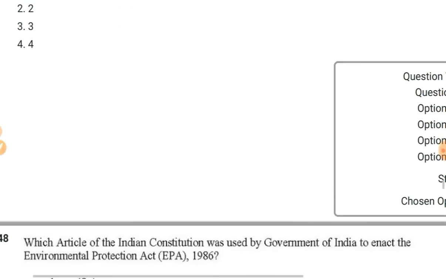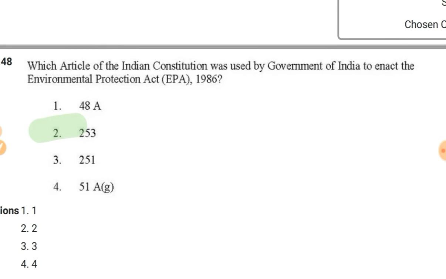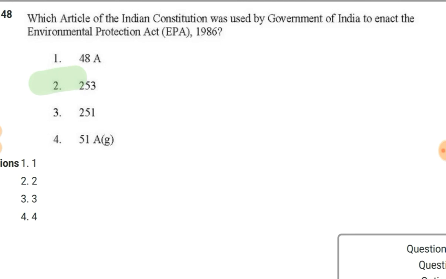Next question. Which article of the Indian Constitution was used by Government of India to enact the Environmental Protection Act? EPA 1986 is nothing but Article 253. Article 253 helped the government to develop EPA 1986.